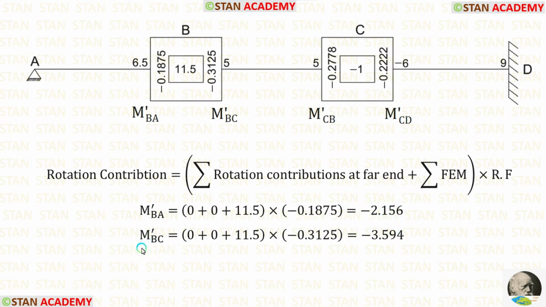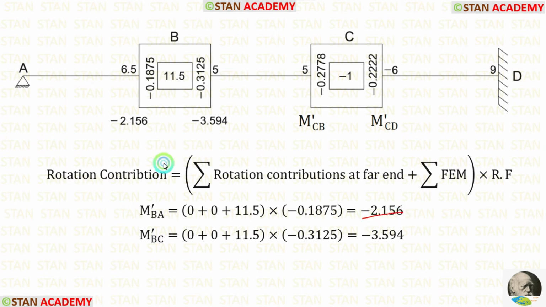Now let us calculate M-BC. For M-BC, all the values in the formula will be same except the rotation factor. For BC, the rotation factor is minus 0.3125. Let us apply that. Finally, we are getting minus 3.594. Let us enter the value of M-BA here and M-BC here.